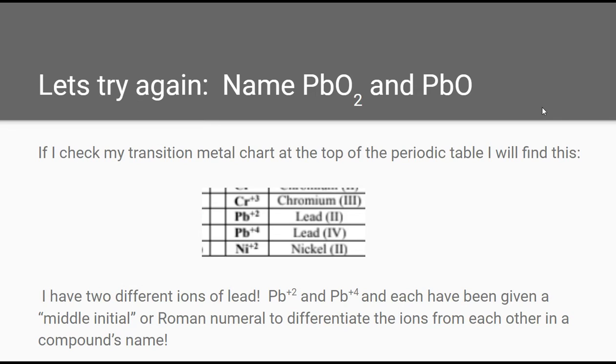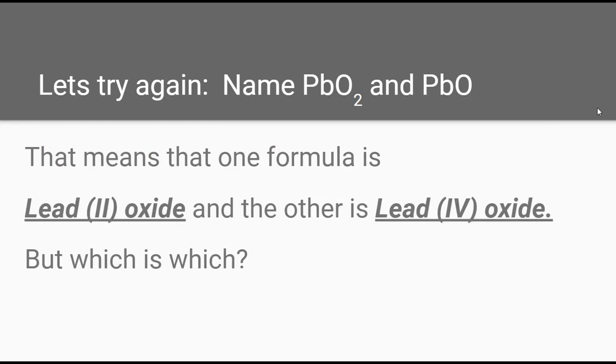So let's try that again. Name PbO2 and PbO. If I check my transition metal chart at the top of the periodic table, I will find that there are 2 different leads. Lead 2 with a positive 2 charge and lead 4 with a positive 4 charge. For each of these ions, I've been given a middle initial, if you will, or Roman numeral to differentiate the ions from each other in a compound's name.